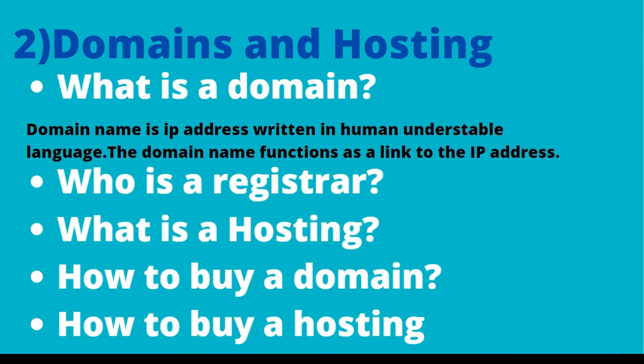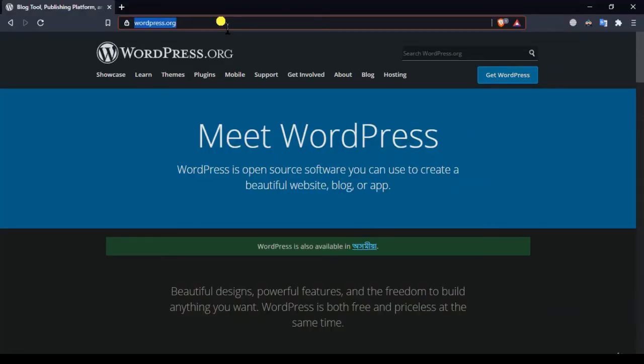So first you can read the information written on your screen. Domain name is just an IP address written in human understandable form. The domain name functions as a link to the IP address. So treat domain name like a phone directory where you write names instead of phone numbers, where you find people's phone number using their names. That is how domain name works. So in this lecture we are going to see what is a domain.